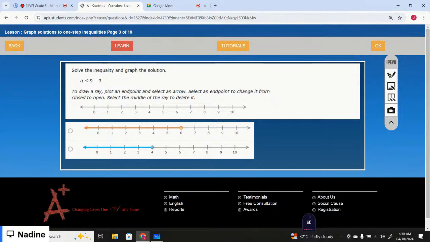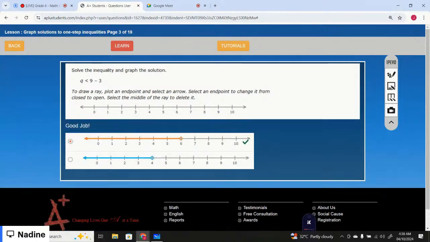Solve the inequality and graph the solution. Q is less than or equal to 9 minus 3. So which is the correct option? 9 minus 3 is 6, right? Q is less than or equal to 9 minus 3, so 9 minus 3 is 6, so that is option number 1. Very good. The correct option is option number 1.